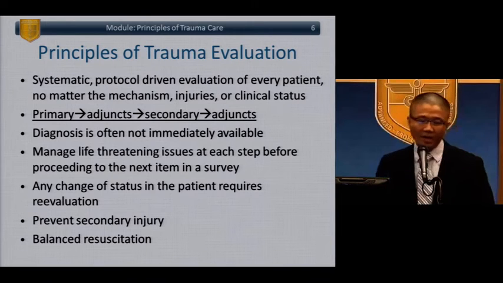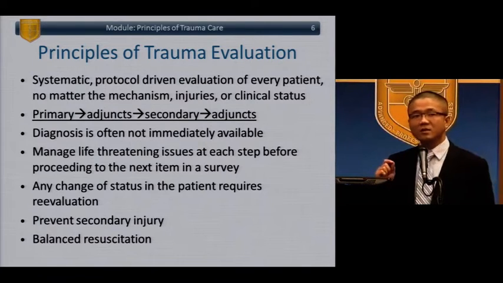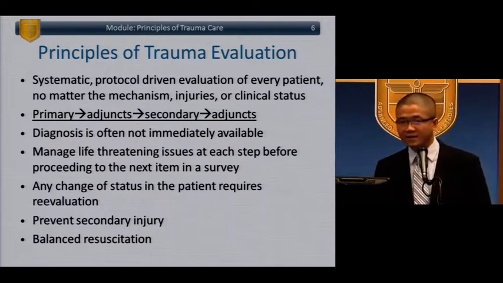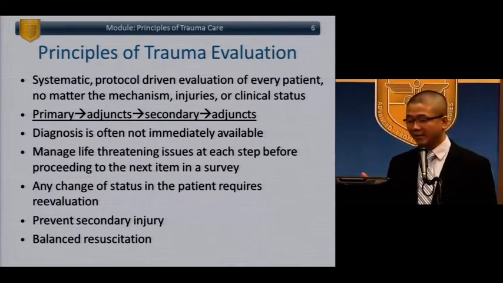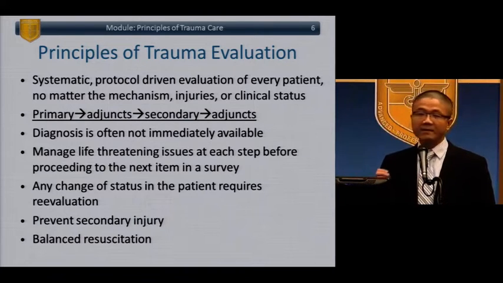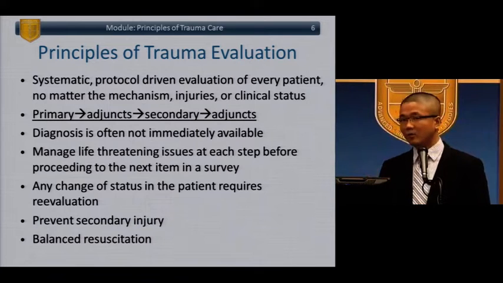So, principles of trauma. Everybody's gone through general surgery residency, so everybody's very familiar with ATLS, which is designed to be a systematic, protocolized way to evaluate patients no matter what the mechanism, what your suspected injuries are, and what the patient's clinical status is. And so we do a primary survey, adjuncts to the primary survey, a secondary survey, which is just a fancy name for a head-to-toe physical examination, and adjuncts to the secondary survey. This is very much the case in everyday practice as well as on the examination. The diagnosis is often not immediately available, but that's okay. You just have to prioritize and treat.